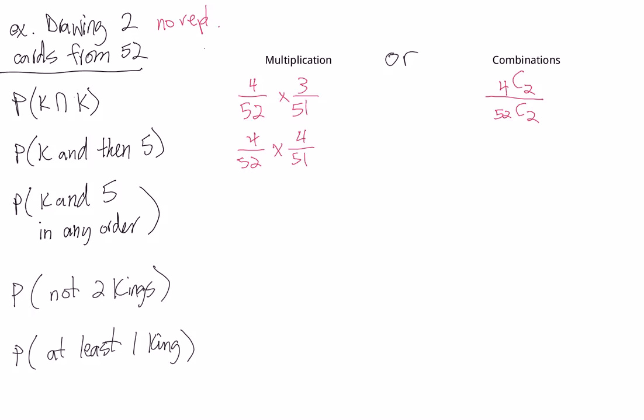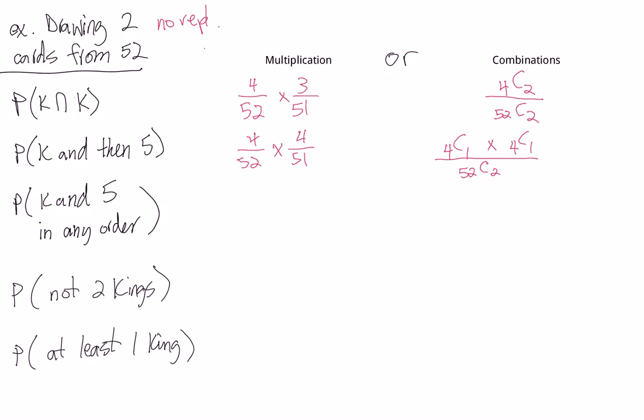And to use combinations, we would do 1 out of the 4 kings, and then 1 out of the 4 5s, and we're still picking 2 out of 52. Okay, does order matter in this case? Yes, we want the king first and then a 5. So that means order does matter. So, okay, because order matters, we actually messed up.